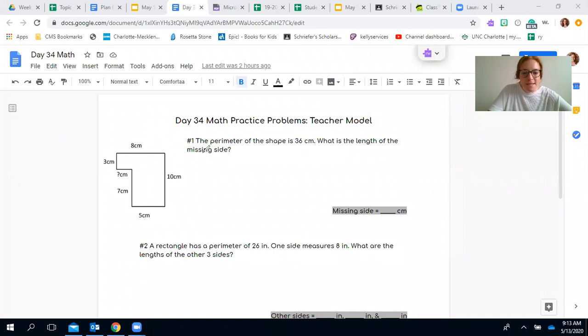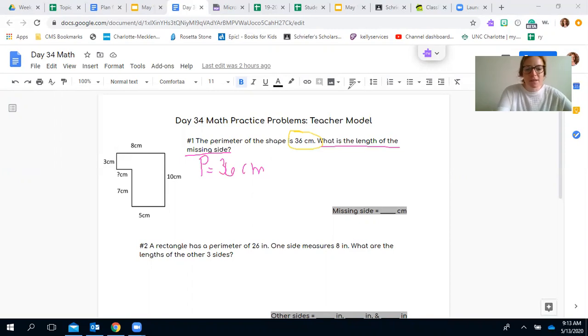Question number 1 says the perimeter of the shape is 36 centimeters. That's what we know. The perimeter, and I'm going to write this down, the perimeter, P, equals 36 centimeters. We are looking for the length of the missing side. When we are finding the perimeter, we add all of the sides together. The perimeter is the distance around the outside of the shape.